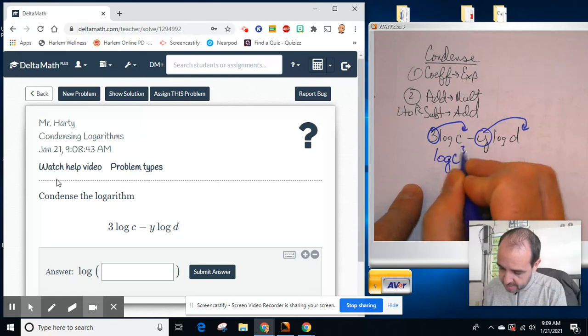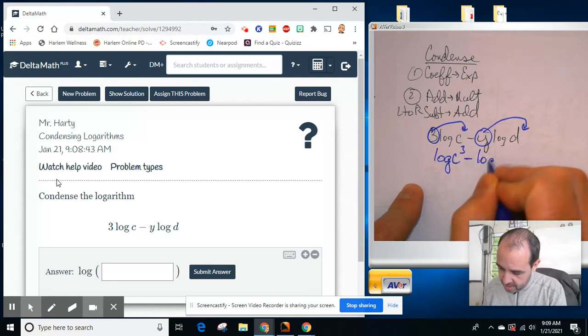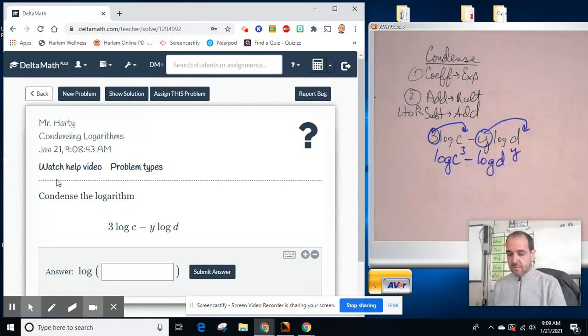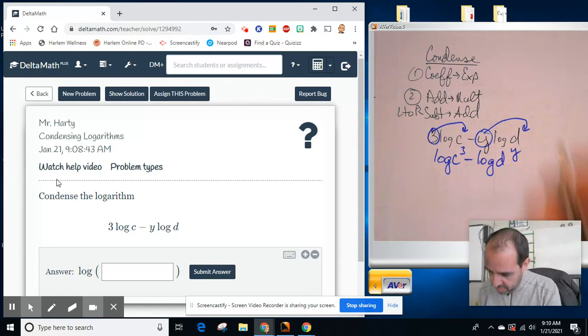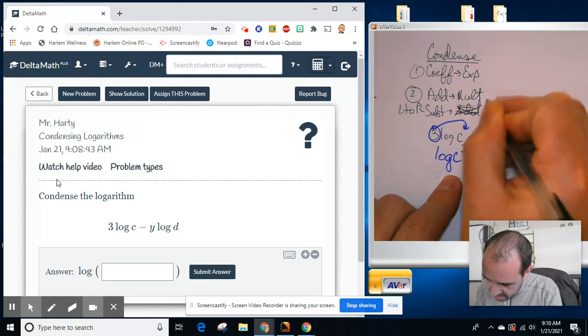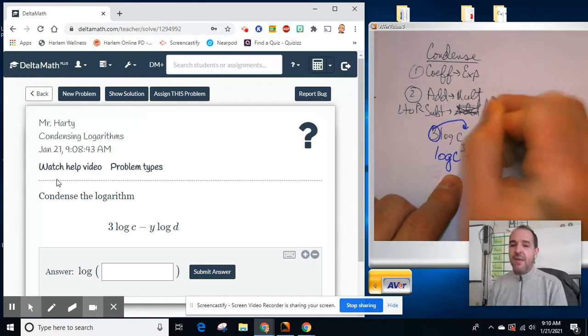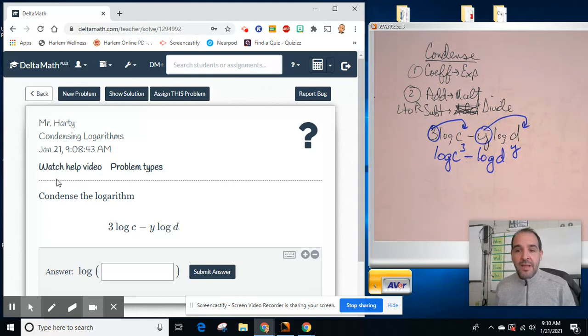Log c to the third minus log d to the y. Okay. Then I don't see any adding, so I don't have to do that this time. And I've got subtract. What did I just do? Subtract is divide. I was thinking too far ahead here.